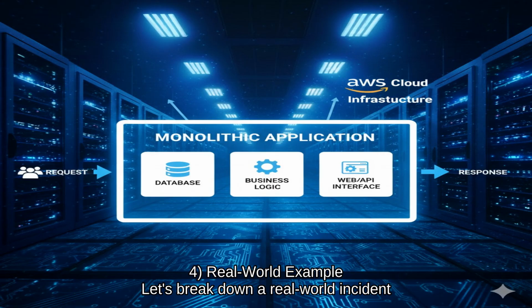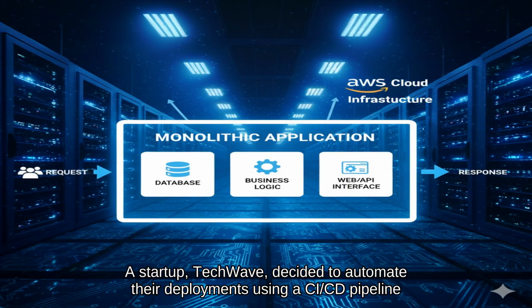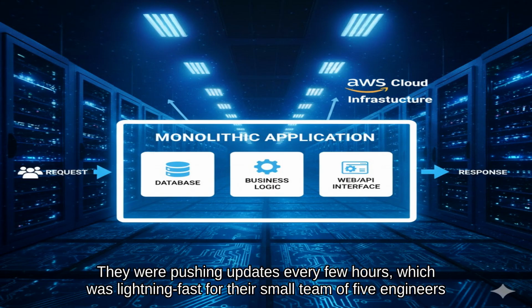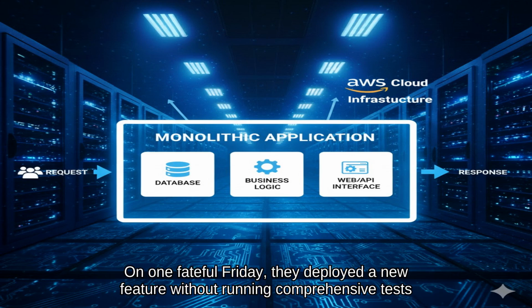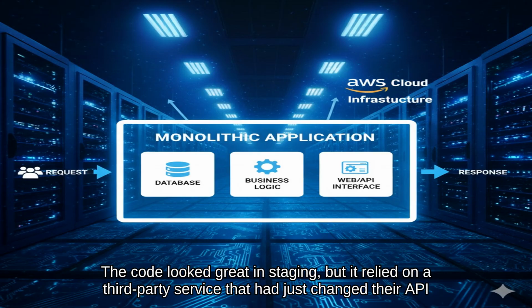Real-world example. Let's break down a real-world incident. A startup, TechWave, decided to automate their deployments using a CI/CD pipeline. They were pushing updates every few hours, which was lightning fast for their small team of 5 engineers. On one fateful Friday, they deployed a new feature without running comprehensive tests. The code looked great in staging, but it relied on a third-party service that had just changed their API.